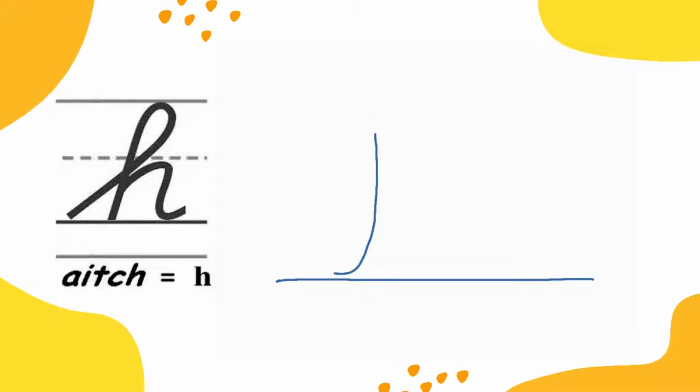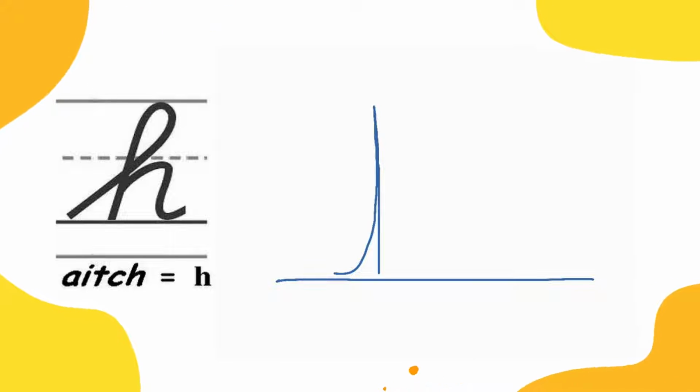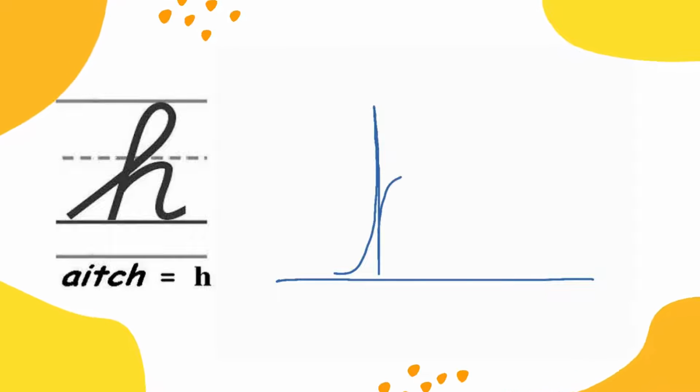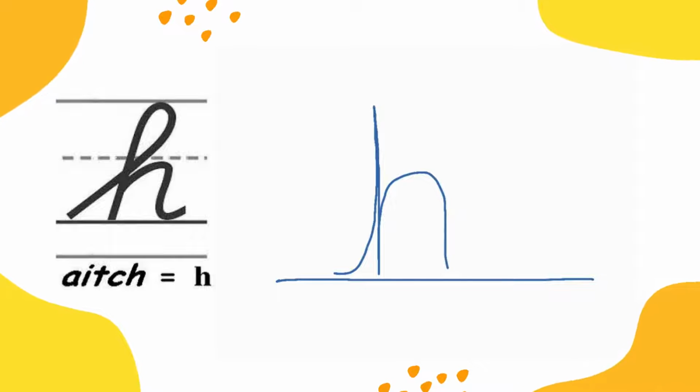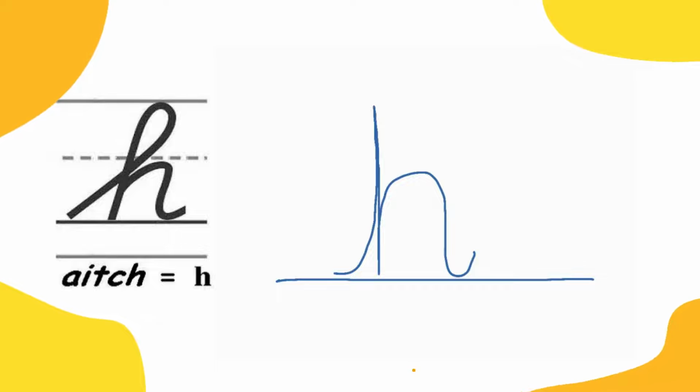Can you draw an H like me? Straight up, back down, to the middle, around and tail out.